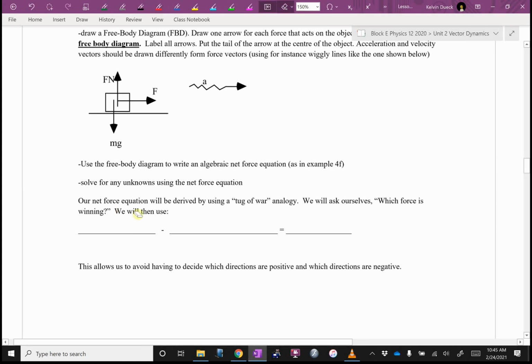Our net force equation will be derived by using a tug-of-war analogy. You remembered it: winner minus loser equals F net, and then I'm going to cross it out and write ma, because that's what F net is. So we'll go winner minus loser equals ma, because winner minus loser is the net force, and F net equals ma. We're just combining two little steps in one.